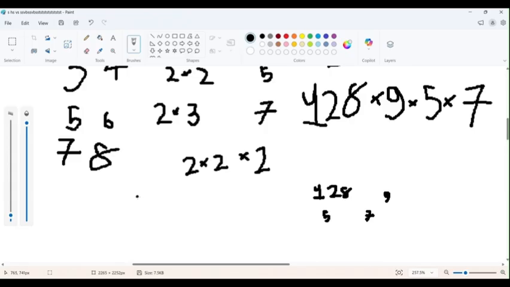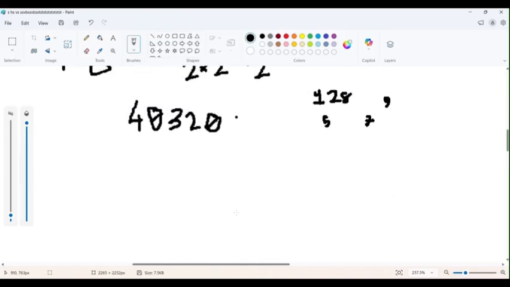And 8 factorial equals 40,320. I'm gonna square it with this too, which gives me over 1 billion.